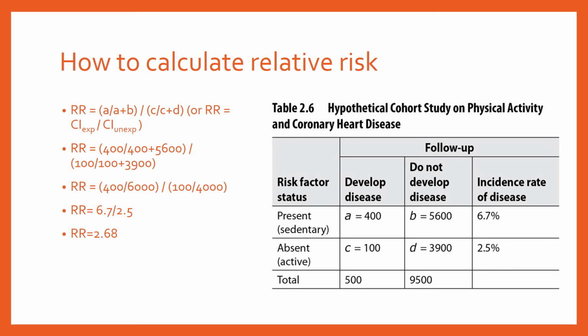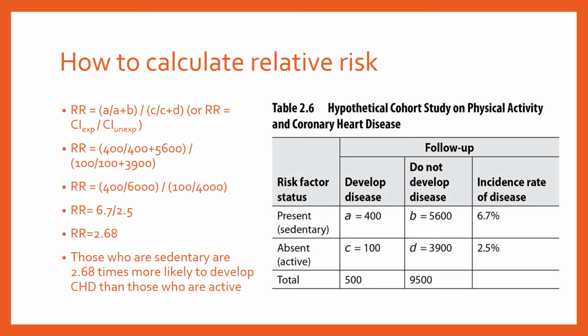So again, just like you saw with the risk difference in this same example, subtracting the incidence for sedentary minus the incidence for active, here you're just dividing those same numbers instead of subtracting them. So the relative risk is 2.68. What this means is people who are sedentary, or who have the risk factor, are 2.68 times more likely to develop coronary heart disease than those who are active.